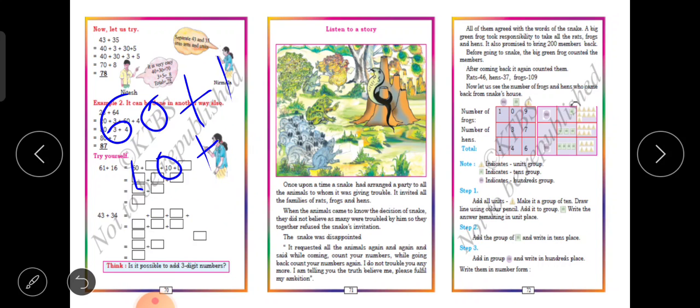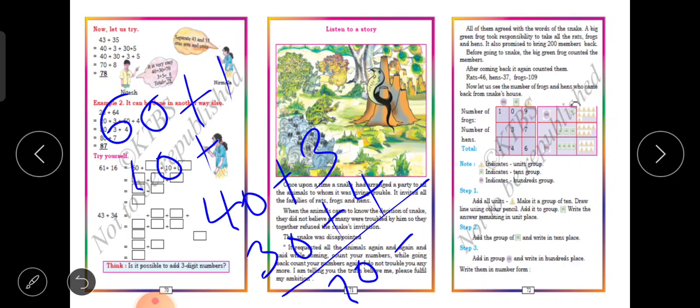Shall we move on to the next one? 43 plus 34. How will you write 43 plus 34? You will write 40 plus 3. Next, 30 plus 4. So altogether how much? 70 plus 7, 77. Is that clear?